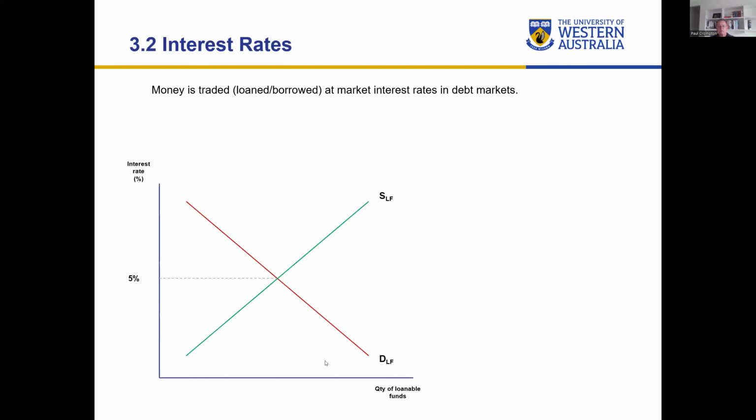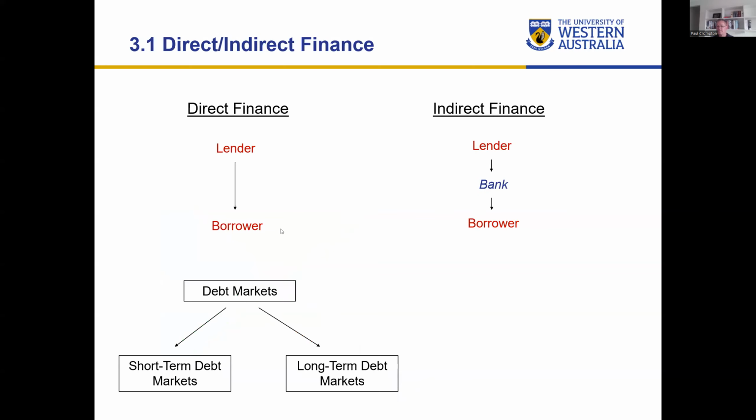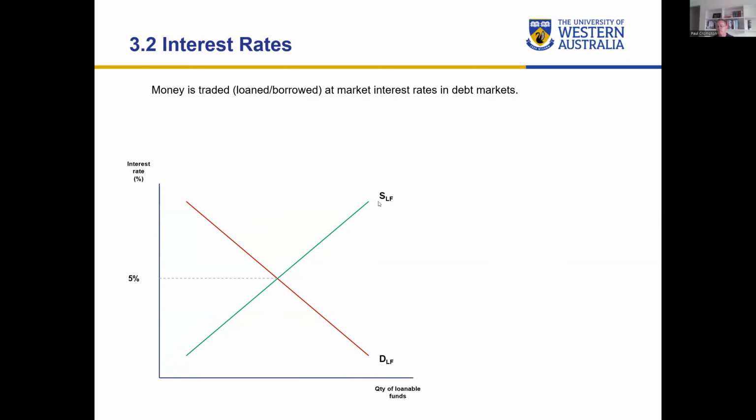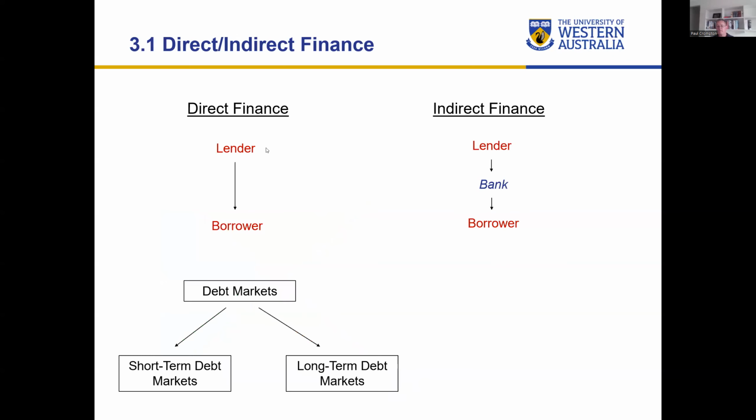Now, all of these debt markets that we're talking about can be represented in this form using the demand and supply of loanable funds, a competitive market, which gives us an equilibrium interest rate, in this case of 5%. Now, the demand of loanable funds, that comes from these borrowers. And the supply of loanable funds, that comes from these lenders.